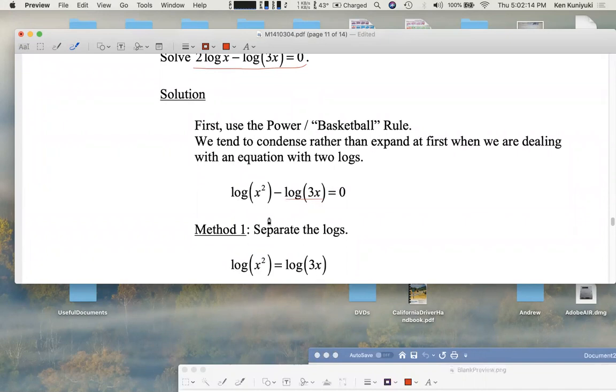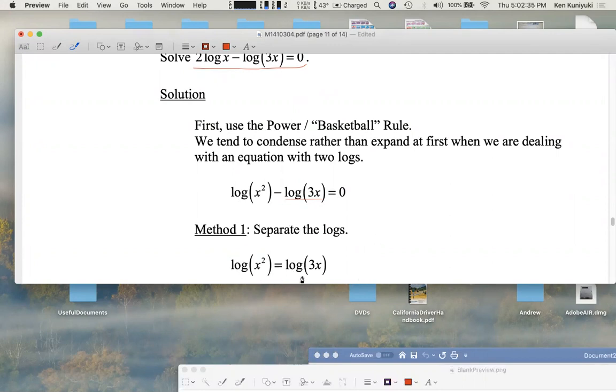Don't just drop the logs. Although that might coincidentally work in this example, it's a bad idea because often you'll mess yourself up if you try to do that. There's no rule that says that you just drop the logs, and what's happening with the 0 anyway? Okay, we can add this to both sides. That's good.